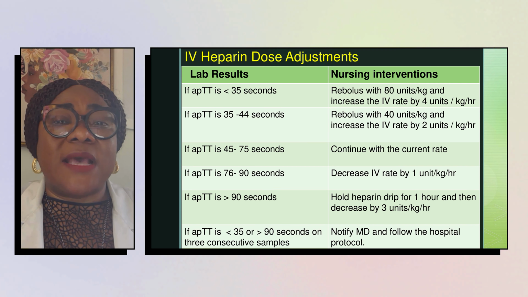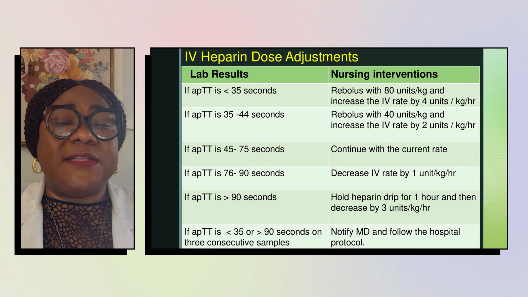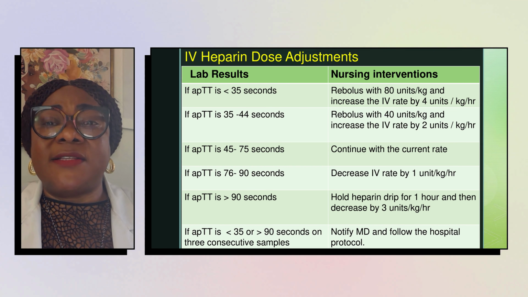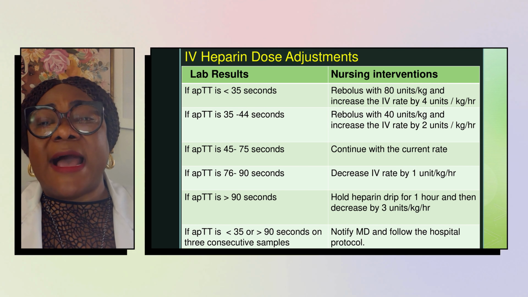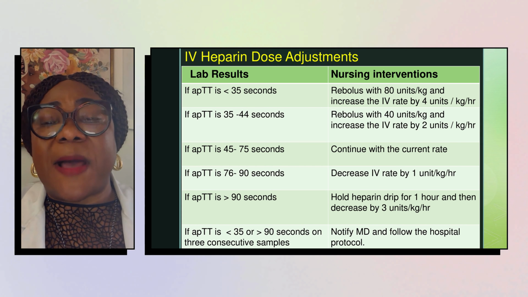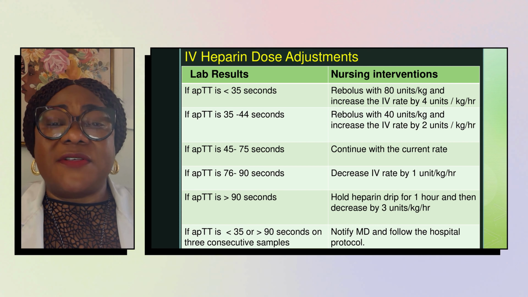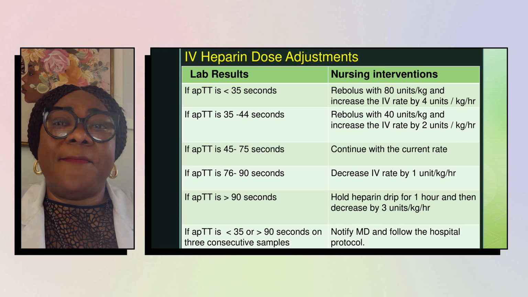Here, this part will be given as well during the exam. It said if APTT is less than 35 seconds, rebolus patient with 80 units per kg and increase the IV rate by 4 units per kg per hour. If APTT is between 35 and 44 seconds, rebolus with 40 units per kg and increase the IV rate by 2 units per kg per hour.